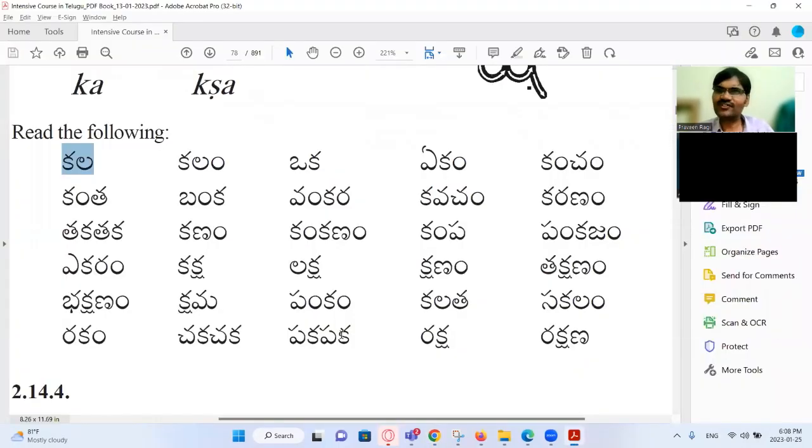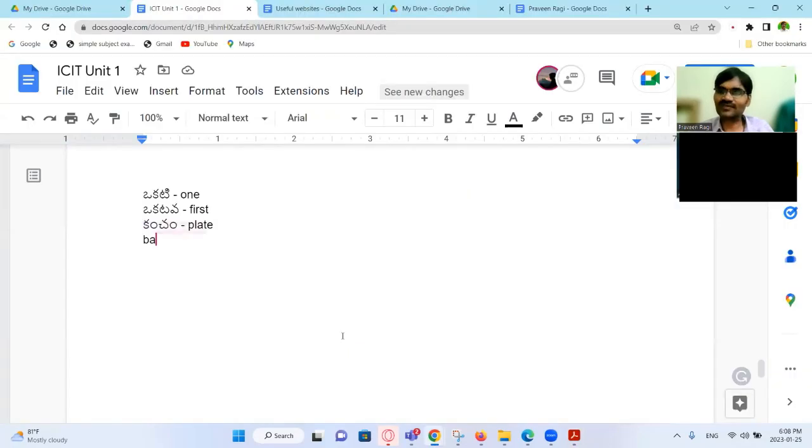Kancham means plate, the plate on which we eat rice or any food item. And next we have banka. Banka means gum or glue. Next, vankara. Vankara means bent, the one which is in a bent shape, in a curve shape.